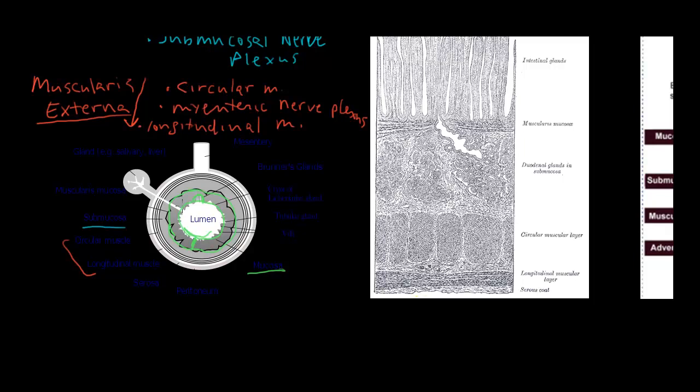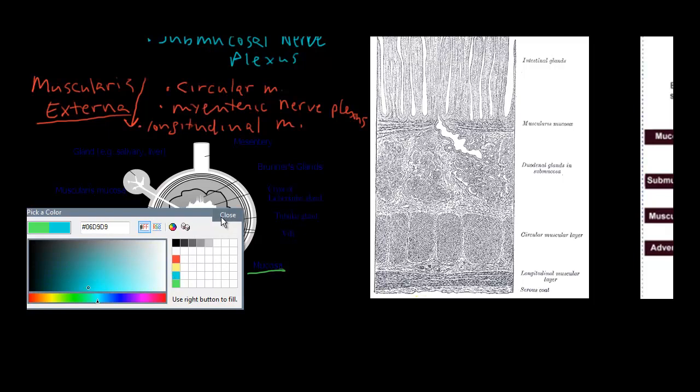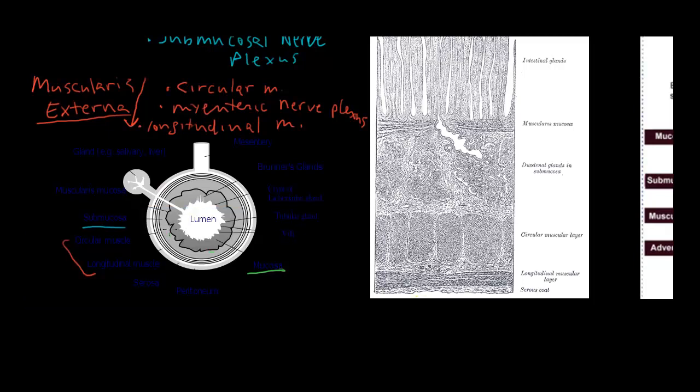And then below that we have the submucosa. So let me just clean this up for you. Submucosa just sits between the muscularis mucosa and the circular muscle right here. So it sits between.